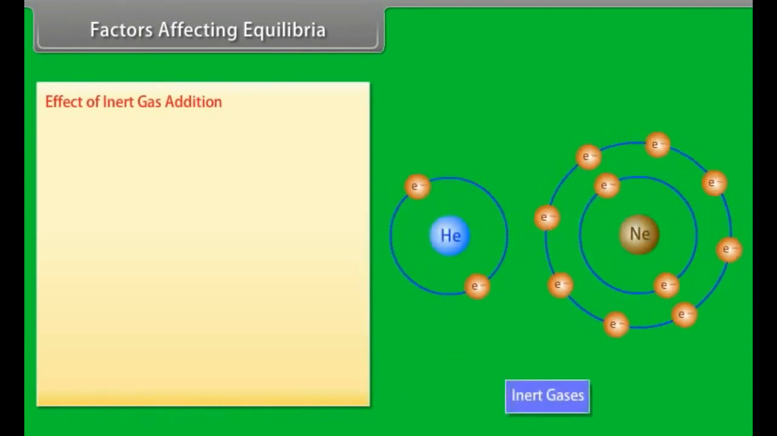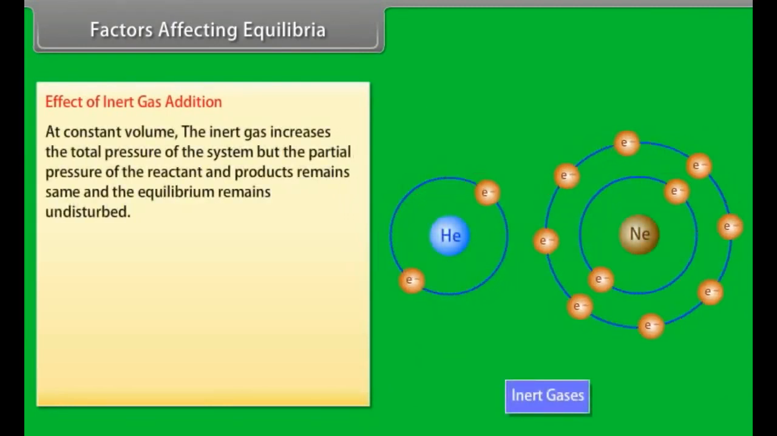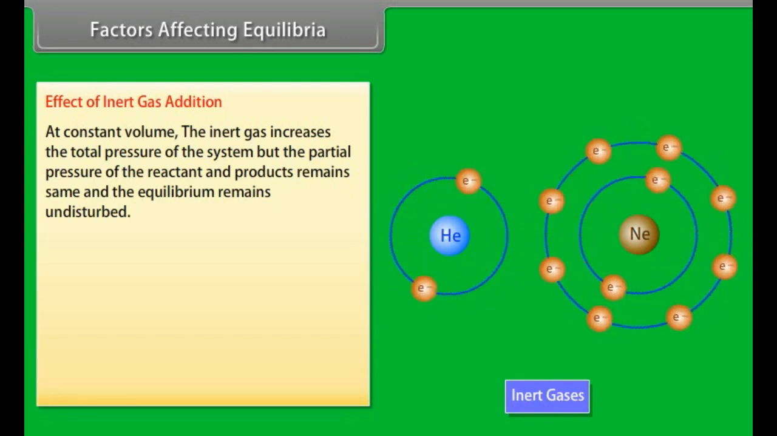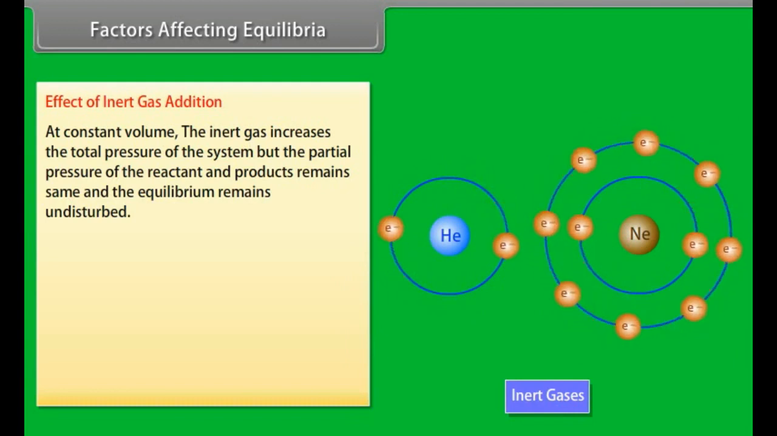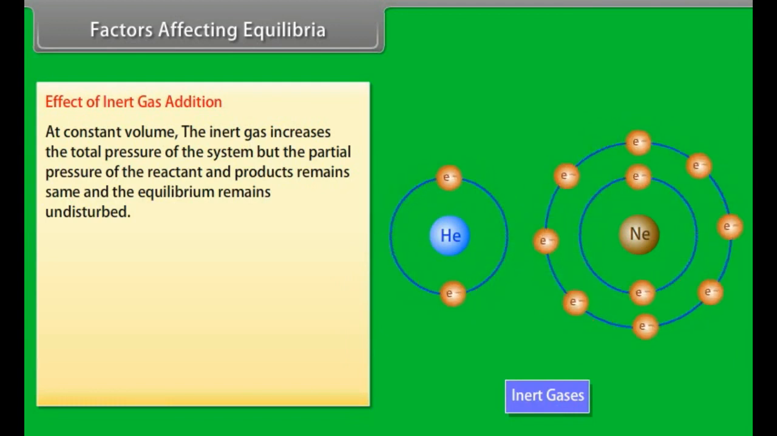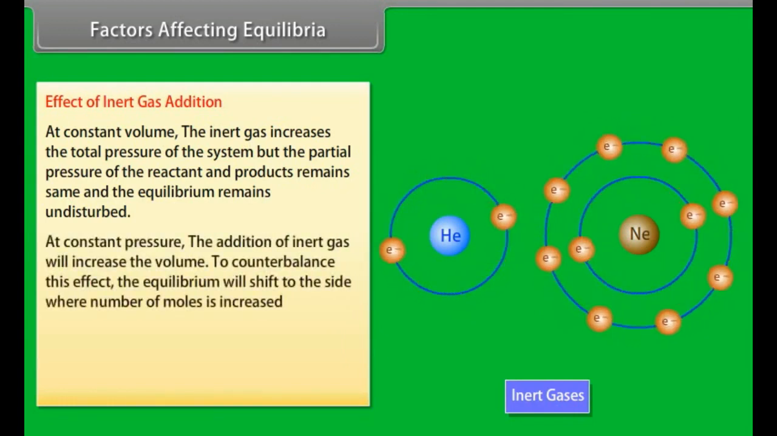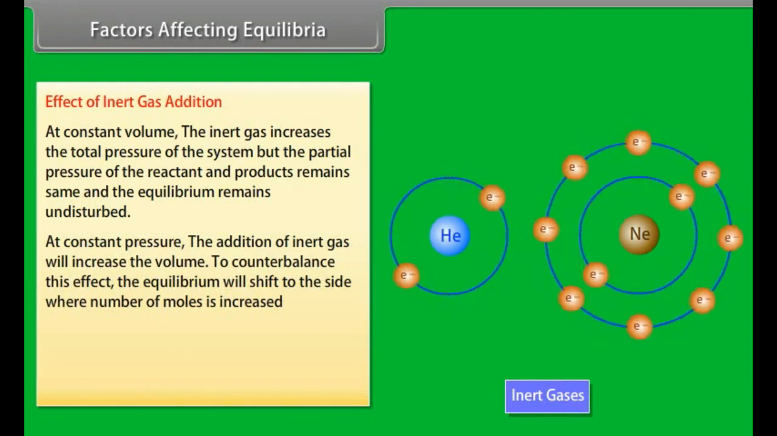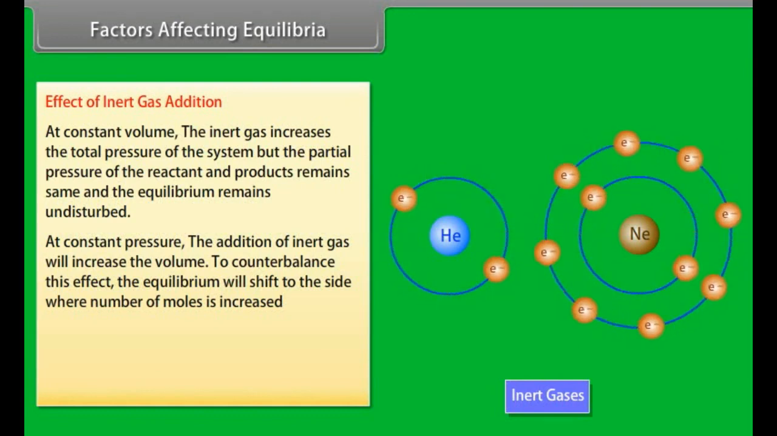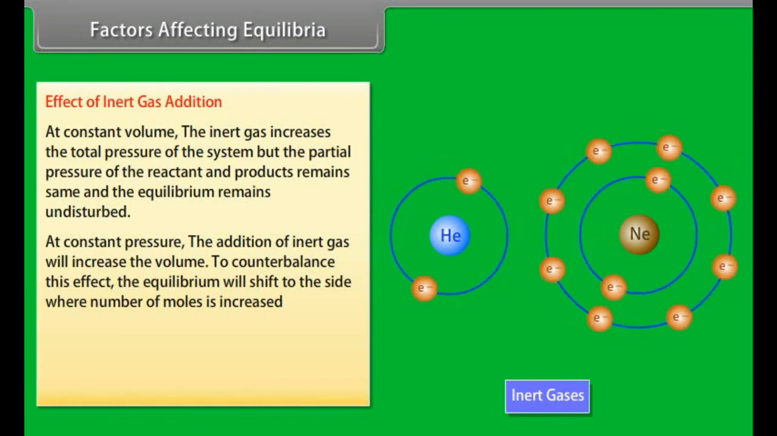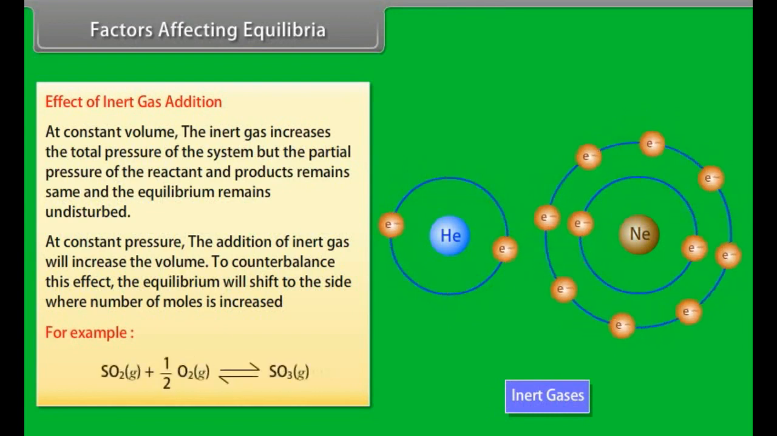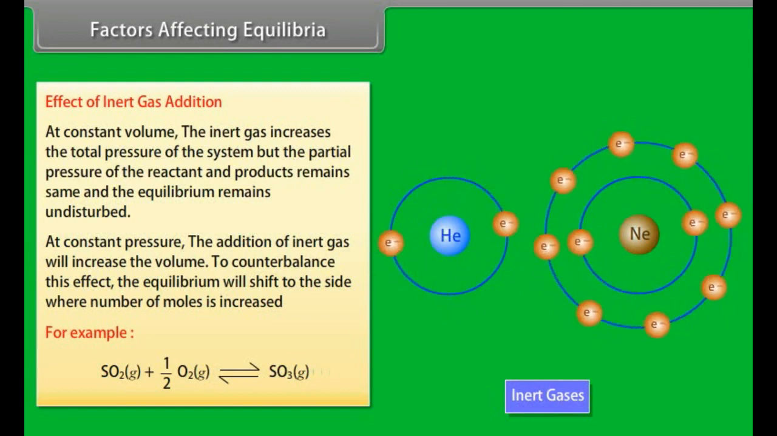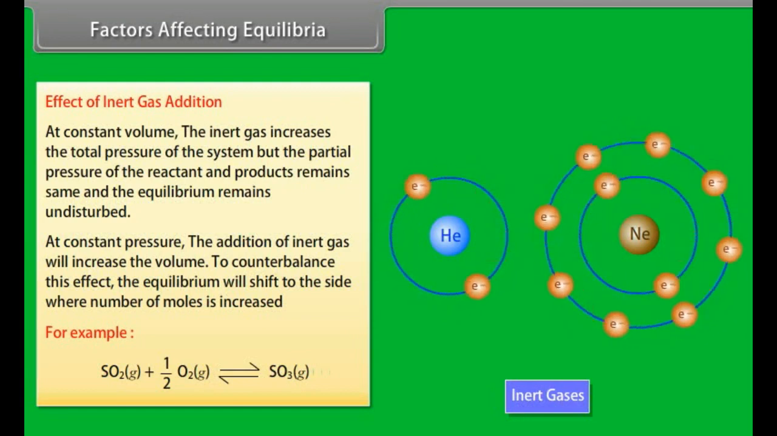Effect of inert gas addition. At constant volume, the inert gas increases the total pressure of the system, but the partial pressures of the reactant and product remain the same and the equilibrium remains undisturbed. At constant pressure, the addition of inert gas will increase the volume. So, to counterbalance this effect, the equilibrium will shift to the side where the number of moles is increased. For example, the addition of inert gas at constant pressure will push the equilibrium in the backward direction.